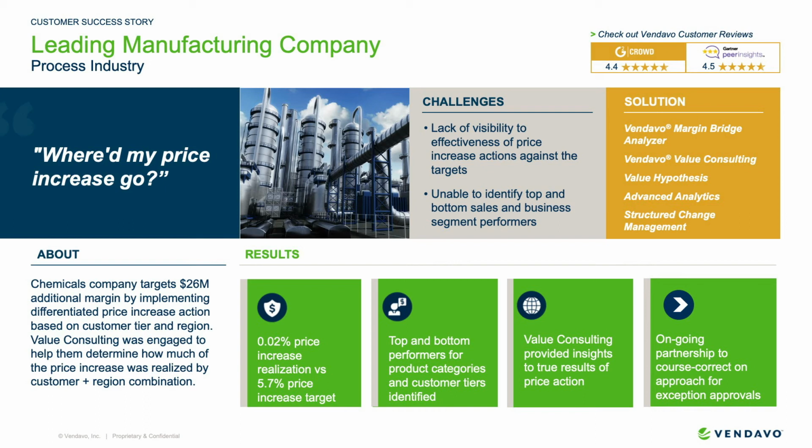They wanted to understand how much they had achieved for each of these region and customer tier combinations and had not been able to answer the question with appropriate granularity. We used the price volume mix analysis capabilities available in Vendavo's Margin Bridge Analyzer to isolate the changes in price versus volume and mix changes after the price increase. This answered the question of how much of the target price increase had been realized for each region and customer tier.